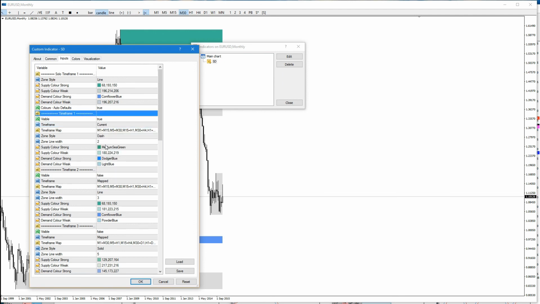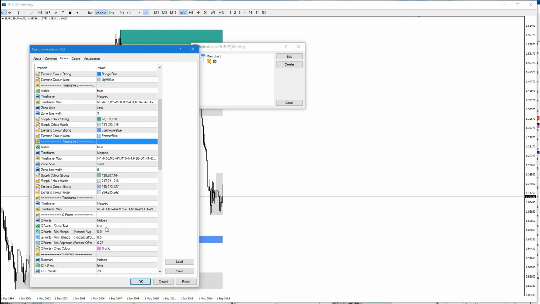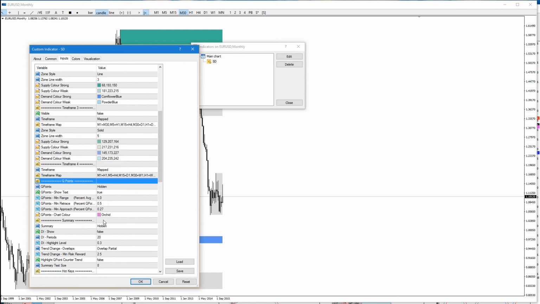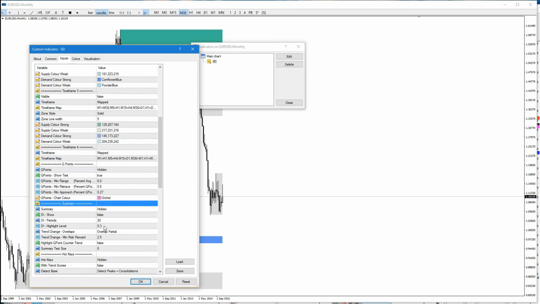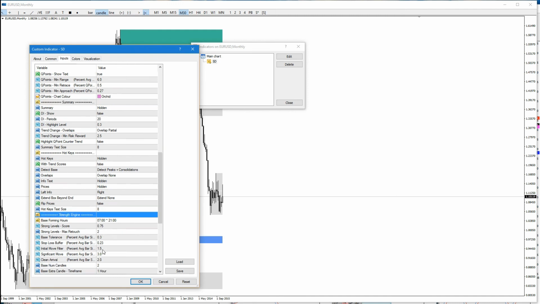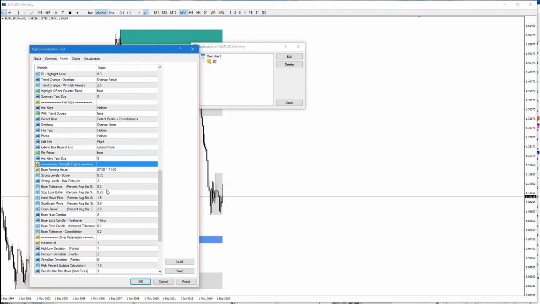So you have the solid time frame 1, time frame 2, time frame 3. You can even control the behavior of the trend, QPoints, and strength engine if you need to. I'm not going to go through all of these individually because there are way too many of them for this video, but you can find a file in the comment section of the Blahtech supply demand MQL5 page that explains all these parameters in more detail.